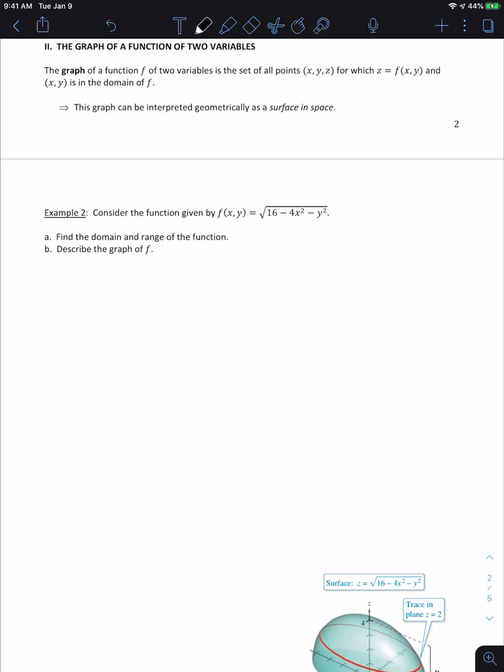Okay, so let's go ahead and end this video here, and we'll pick up in the next video with subsection 2 here, the graph of functions of two variables.